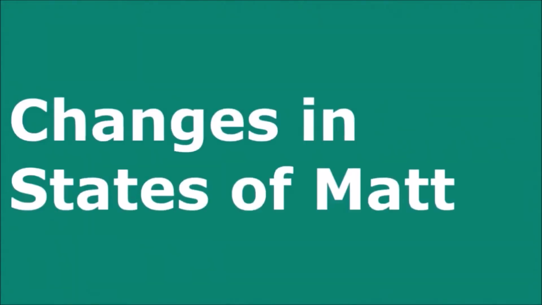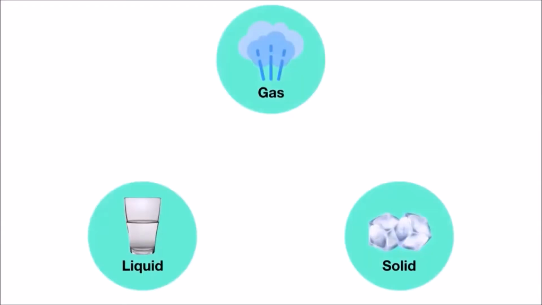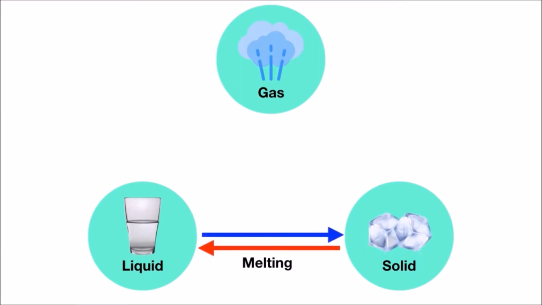About changes in the states of matter. Now you know there are three states of matter. There are solids, there are liquids, and there are gases. And you probably know that when a solid like ice turns into a liquid, we say that it's melting. And if a liquid like water turns back into a solid, we can say that it's freezing. But it turns out there are names for all of the other types of changes that can exist as well.